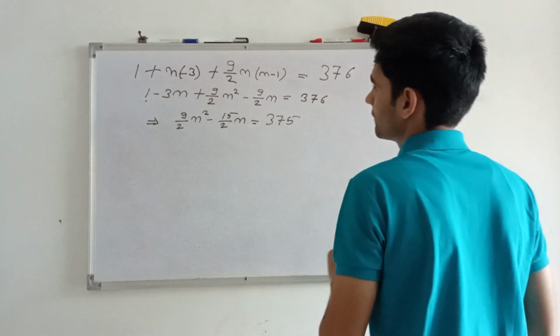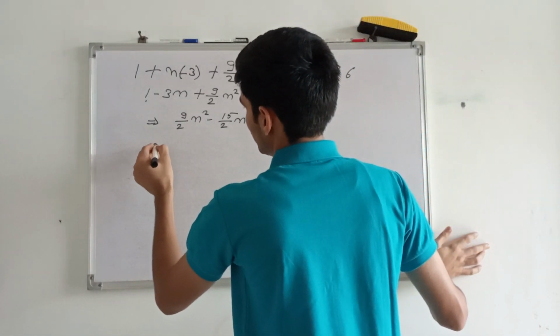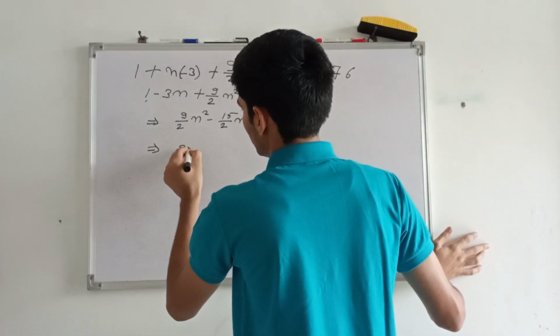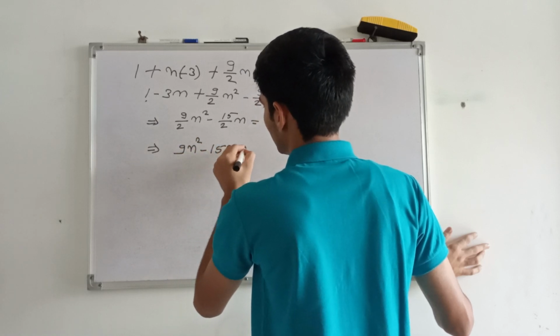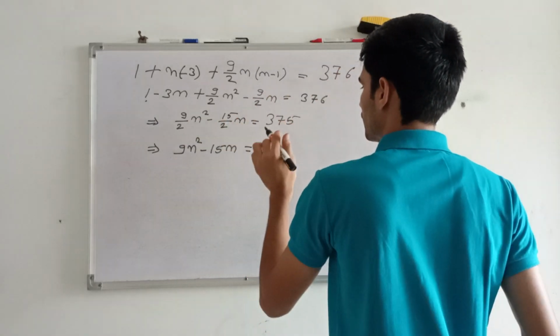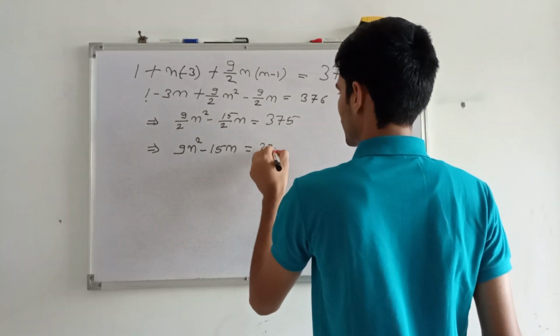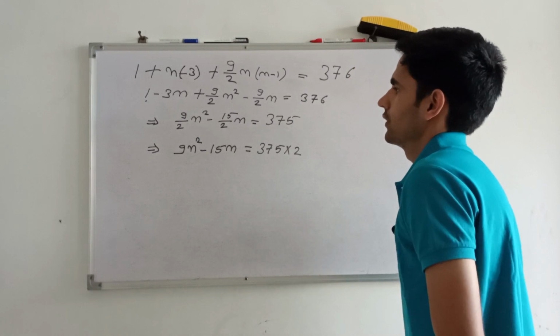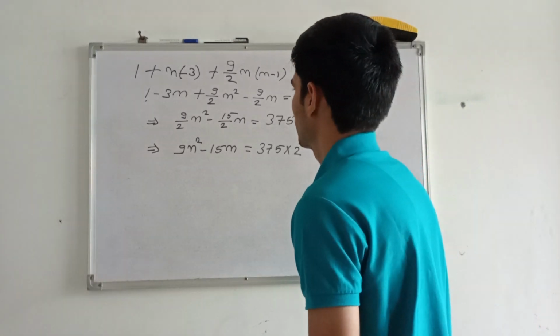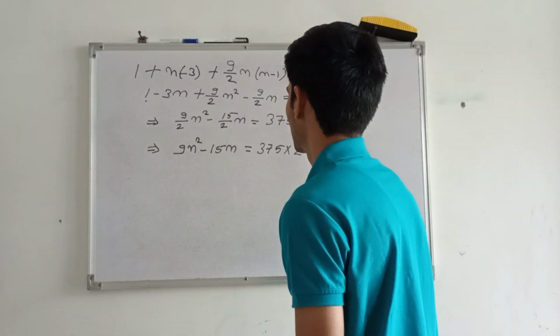What do we get? We get 9n square minus 15n. The 2 will come to this side, it will become 375 into 2. Now see if we can find something common on both the sides and remove it.